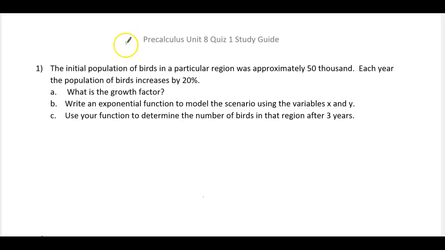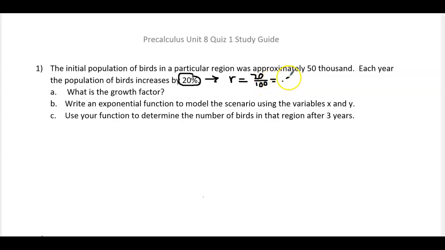Number 1. The initial population of birds in a particular region was approximately 50,000. Each year the population of birds increased by 20%. What's the growth factor? This number right here is our R value, and R is what's known as the growth rate. And we want to change that into a decimal by dividing it by 100.